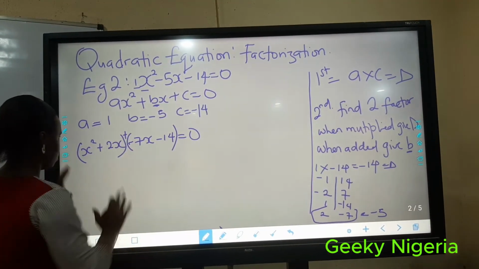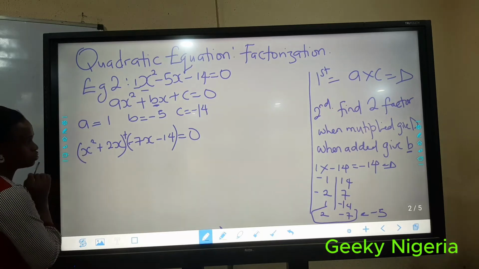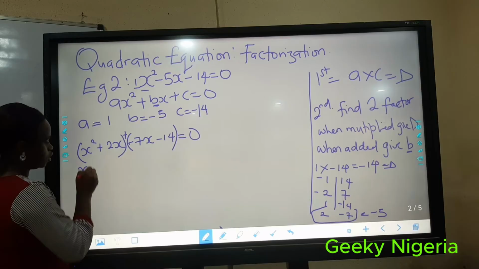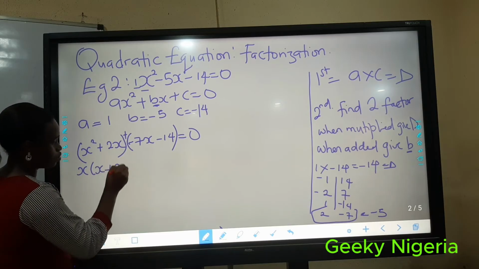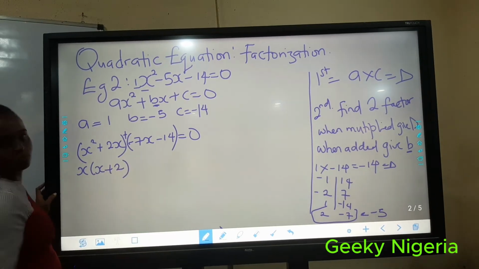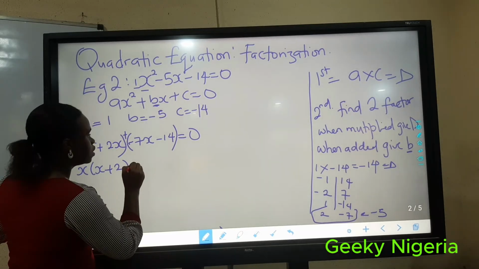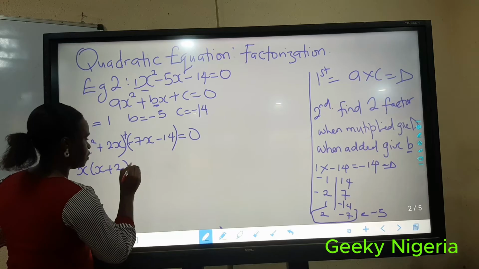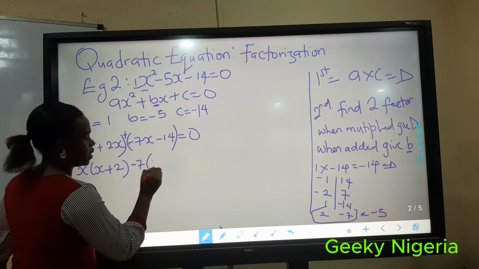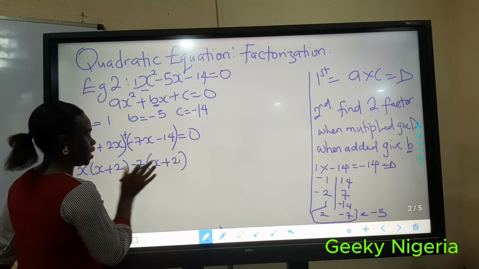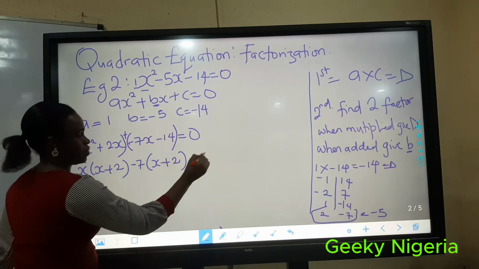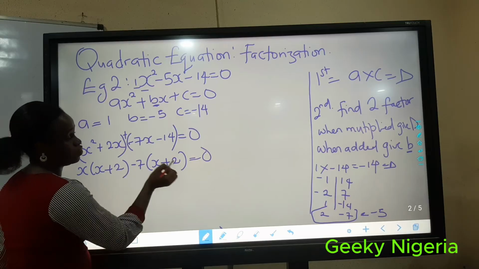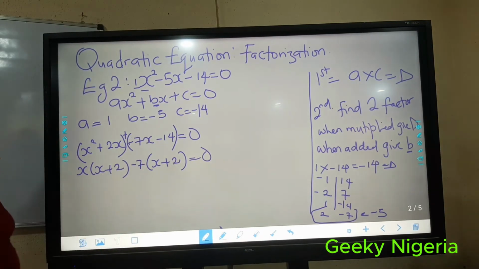To solve this, take the first bracket. What's common to these two? x. So we have x times (x plus 2). Then come to the second bracket. What's common to these two? Minus 7 can go into both of them. So you have minus 7 times (x plus 2). Multiplying it out gives you the same thing: minus 7 times x is minus 7x, and minus 7 times 2 is minus 14.